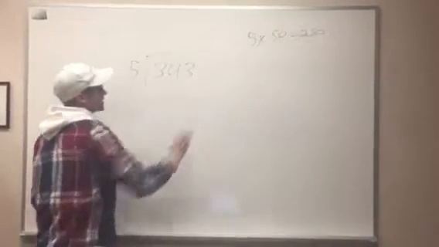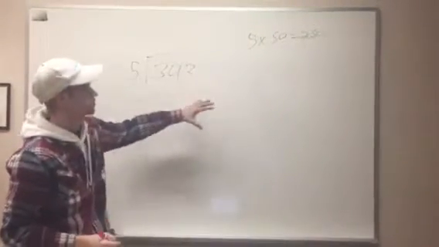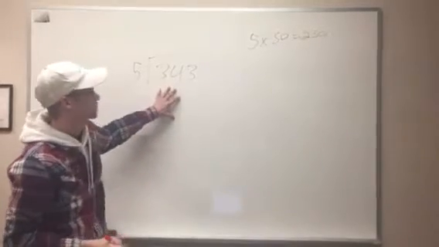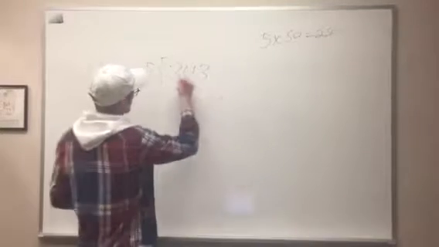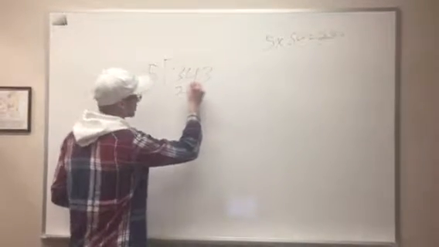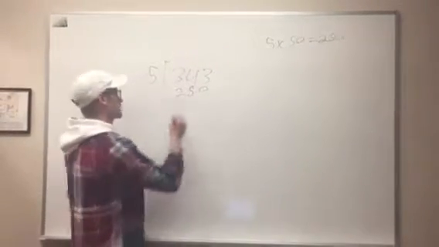Now the reason why we did that is so we can find a larger group where for sure that many groupings of 5 are going to be in 343. Then we take that and put it under our 343 and then subtract it.